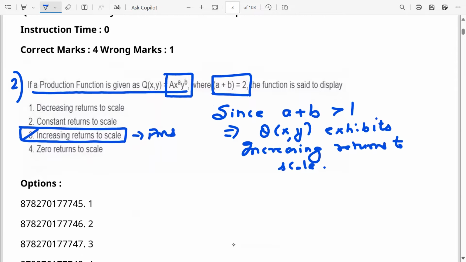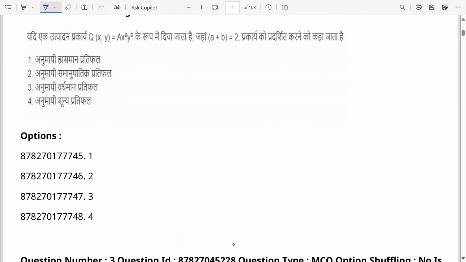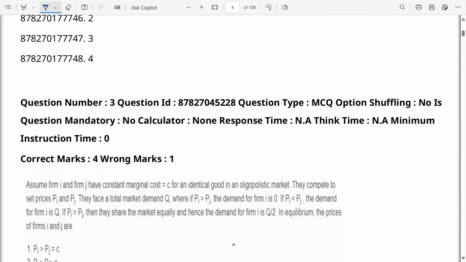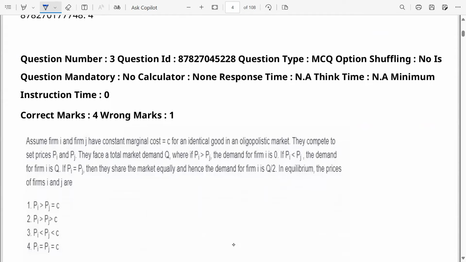So hoping all students have understood how we have solved question number 2. Okay. So now I stop in this particular lecture. In the next lecture, I'm going to start with the discussion of question number 3. So I hope all students have enjoyed this short introductory lecture for the 2024 question paper.